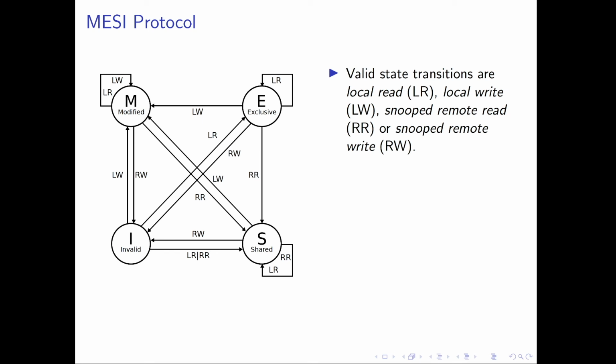So we have our four states: the modified state, the exclusive state, the shared state, and the invalid state. And then there are state transitions that can happen due to certain events, and those events are either local reads, local writes, remote reads, or remote writes.